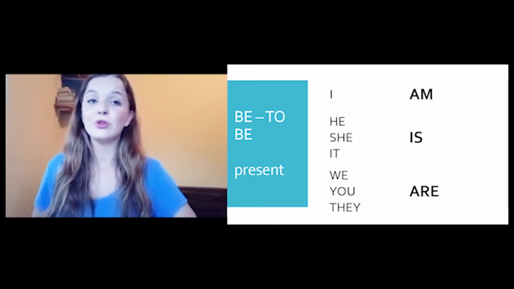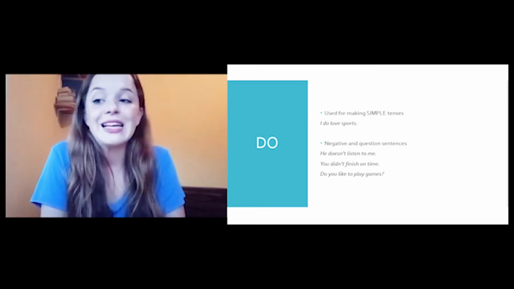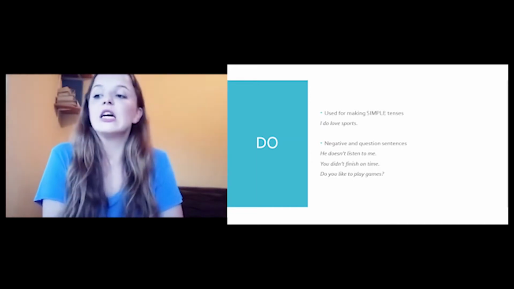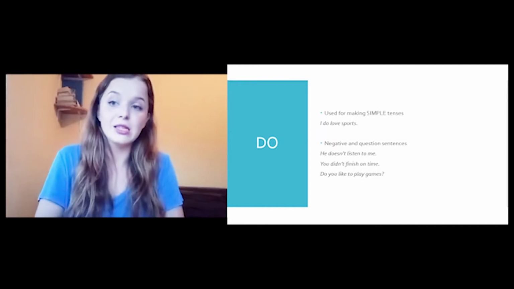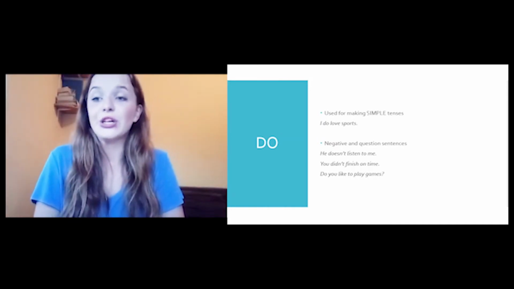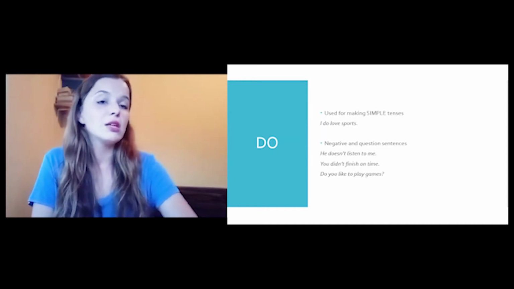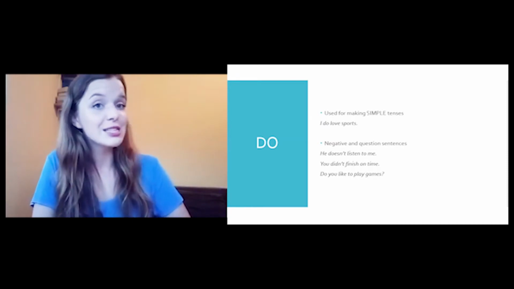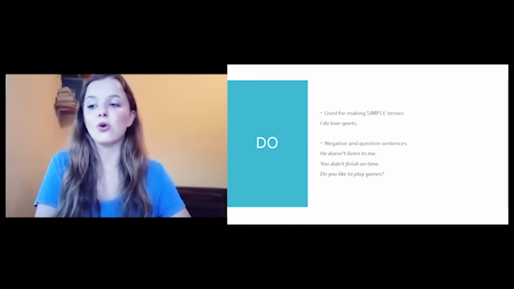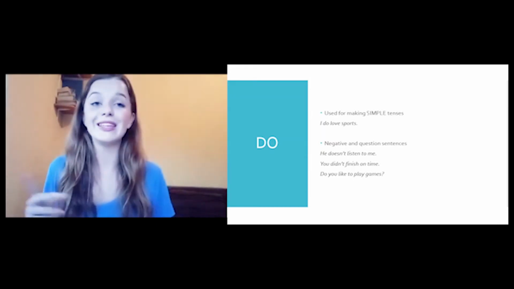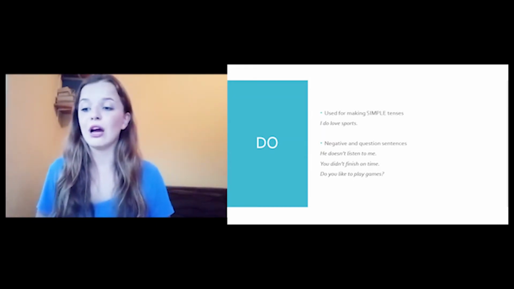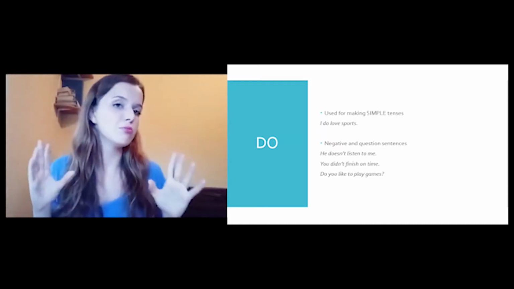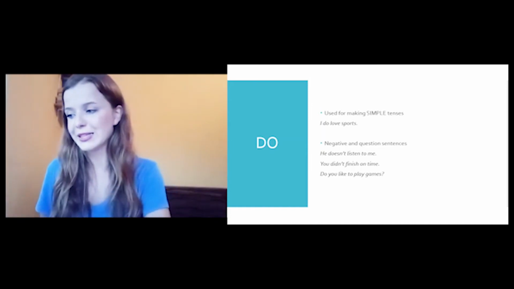Then we have do. Do is used to make simple tenses. As to be was used to form progressive tenses, do is used to form simple tenses. And we have this example here: I do love sports, but it's in the simple tenses. Do we usually bring up when we want to make negative sentences or when we want to make questions. So he doesn't listen to me, you didn't finish on time, or do you like to play games? So as you can see, negatives or questions in both of the simple tenses, present or past.